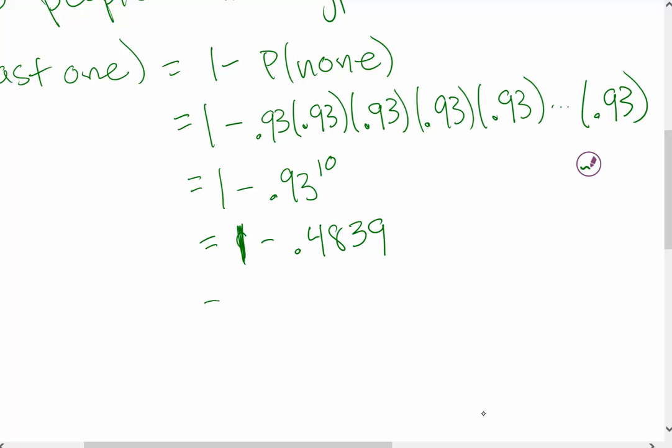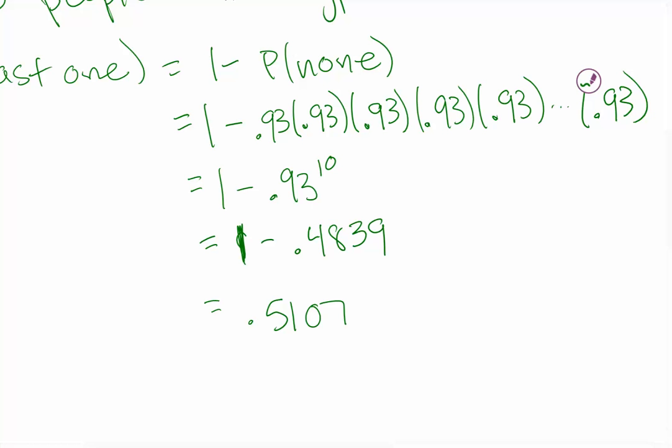So if we want to find now the probability of at least one person with type O negative blood, we're going to use the complement rule and do 1 minus 0.4839, which gives me 0.5161. So we have now that the probability of getting at least one person with type O negative blood is about 51%.